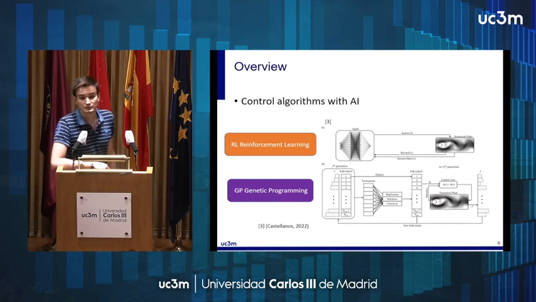Next, we need to design the control. For this, we have these 2 techniques that we can find in the literature, also using artificial intelligence: reinforcement learning and genetic programming. So here we already have the description of our velocity field, and we need to design the whole controller system.